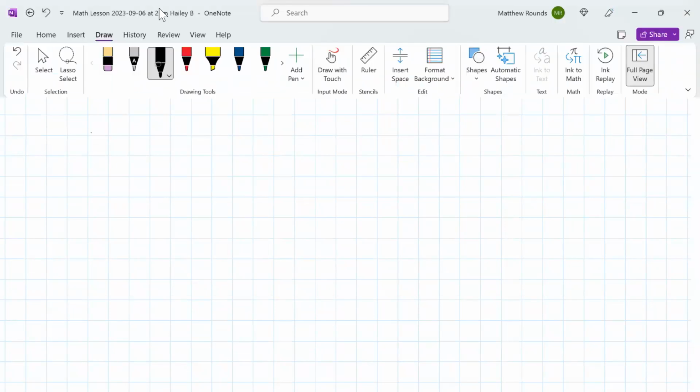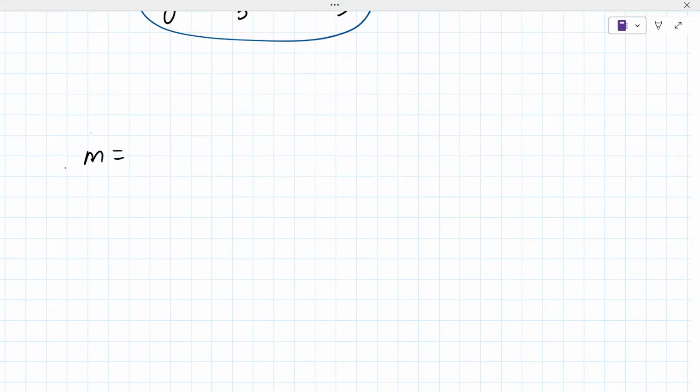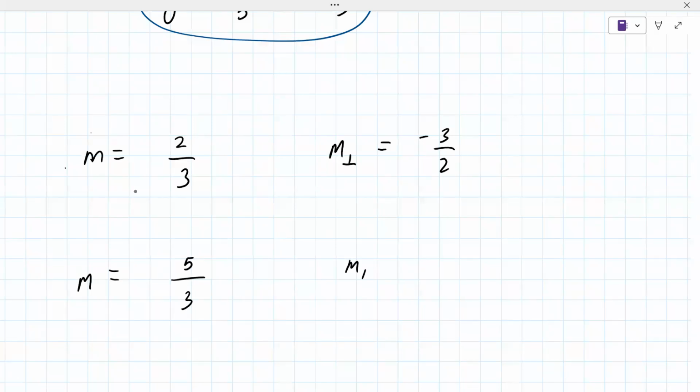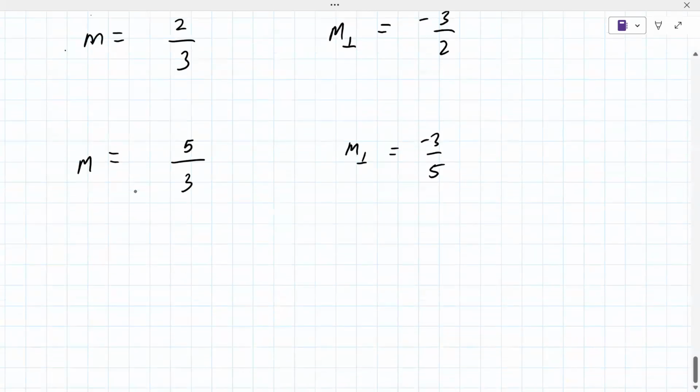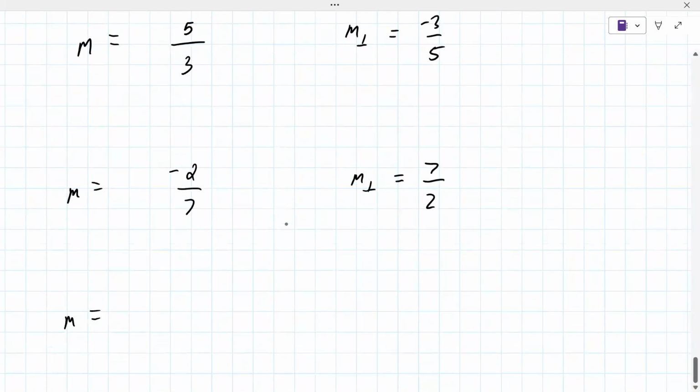Let me just quickly talk about perpendicular slope. So let's say you figure out the slope is 2/3. The perpendicular slope is the reciprocal, the flip of this, negated. Okay, so let's say the slope is 5/3. What would the perpendicular slope be in this case? -3/5. Good. And let's say the slope ended up being -2/7. What would the perpendicular slope be? 7/2. Good.